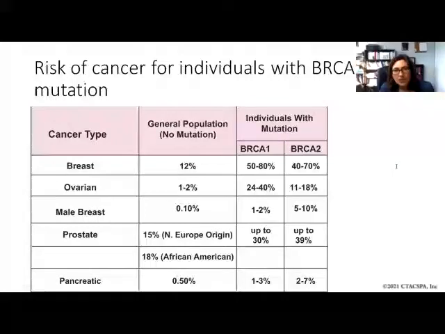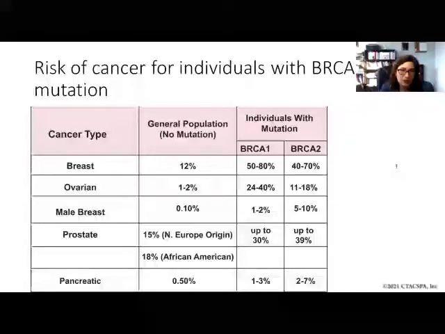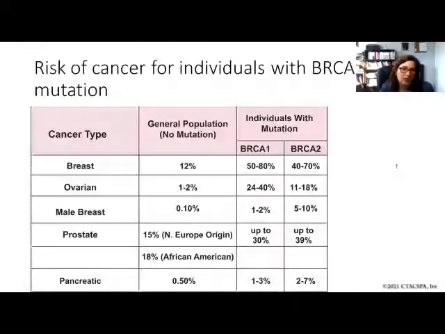Depending on which study you look at, the overall lifetime risk for breast cancer for a BRCA1 mutation carrier is between 50 and 80%. And for BRCA2, it's 40 to 70%. So they're almost about equal. General population is 12%, as we all should be knowing. 1 in 8 women will get a breast cancer in their life.